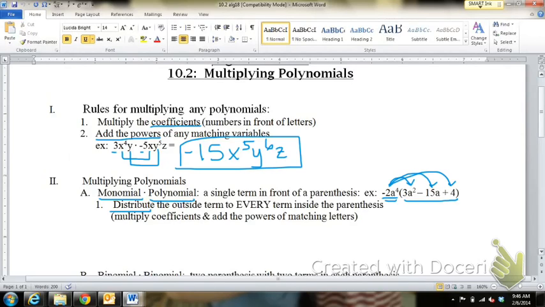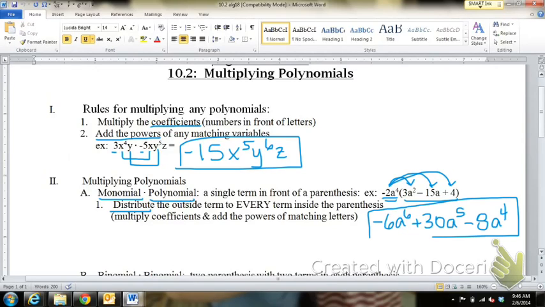So the first one, -2 times 3 is -6. A to the 4th and a squared. Add your powers, a to the 6th. Now -2 times -15 is +30. A to the 4th and a makes a to the 5th. And -2 times +4 is -8. A to the 4th and no a's just leaves me with a to the 4th. And that's it. Okay, just distribute, multiply your coefficients, and add the powers. That's a monomial times a polynomial. Just distribute. Pause the video before moving on to binomial times binomial.